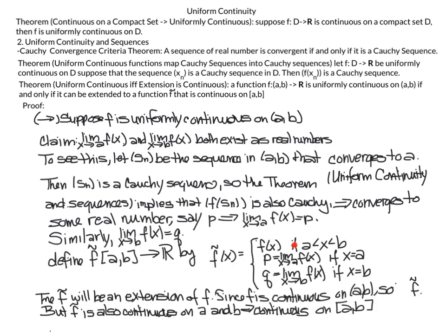It's equal to f of x on the open interval ab, and then we have it defined at the endpoints a and b as the limit as x approaches the endpoint of f of x. So f tilde will be an extension of f, and since f is continuous on the open interval, then f tilde will also be continuous on the open interval. But f tilde is also continuous at the endpoints a and b, and therefore it is continuous on the closed interval ab.